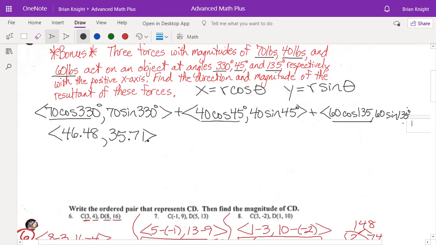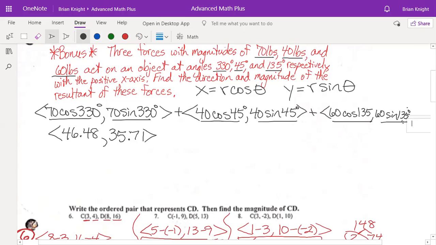Coach, I got 0. You should get 35.71. I only did 2 of them, because I have an X and a Y part for each. I did my X's, I added those up, and then I added my Y's. Never mind. Now, after you get this, this is not your answer. This is just the vector. This is the ordered pair of the answer.